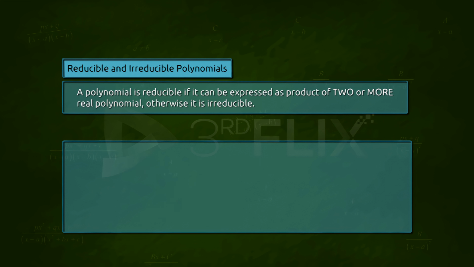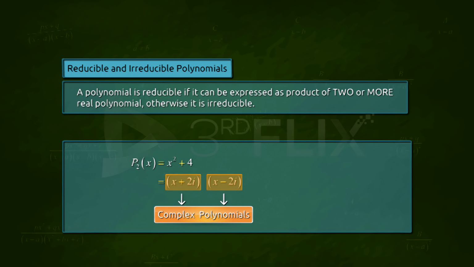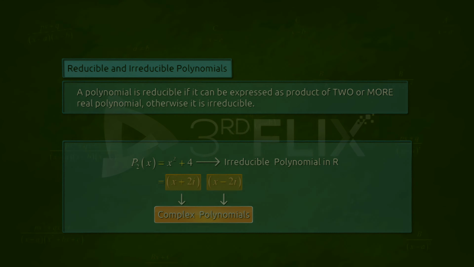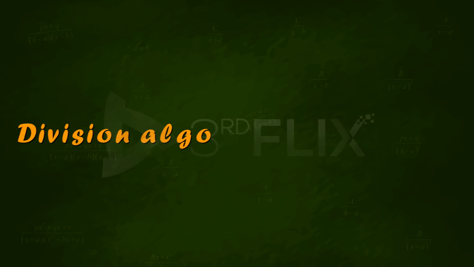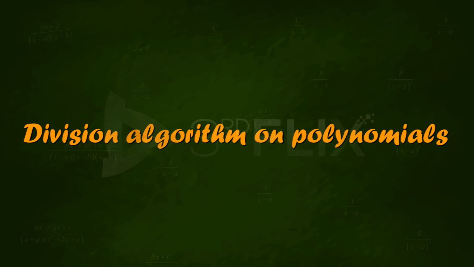The polynomial p2(x) = x^2 + 4 can only be written as a product of two complex polynomials but not real polynomials. So this polynomial is an irreducible polynomial. Division algorithm of polynomials.